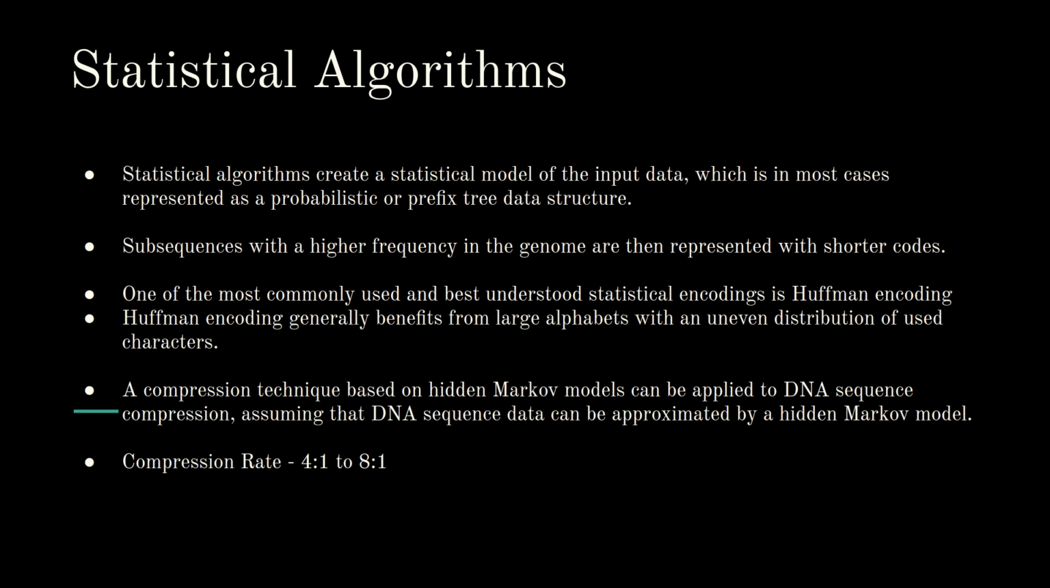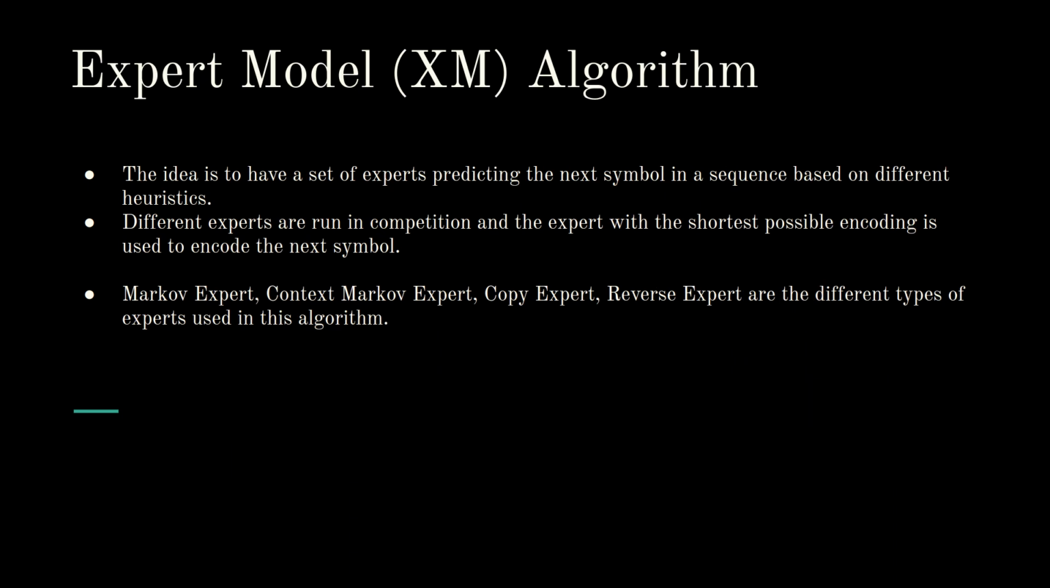The statistical algorithms generally achieve a compression rate of 4 to 8. The expert model algorithm is one of the statistical models, and it basically predicts whatever the next symbol is going to be in the path, and it's very efficient. So in this algorithm, different experts are run alongside each other, and the expert with the shortest possible encoding is used to encode whatever symbol comes up next.